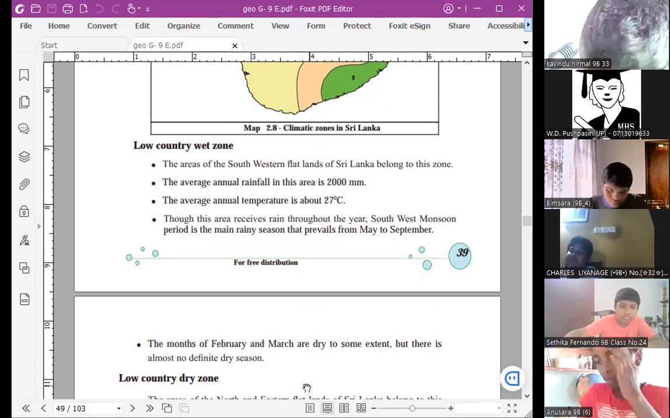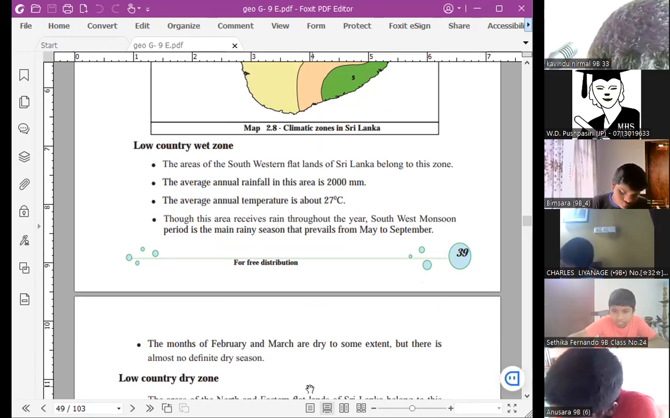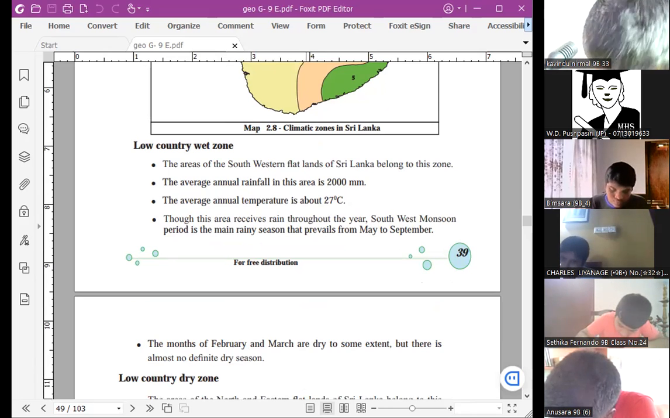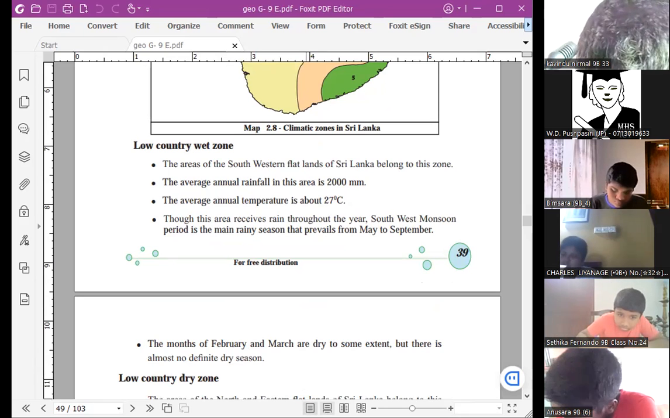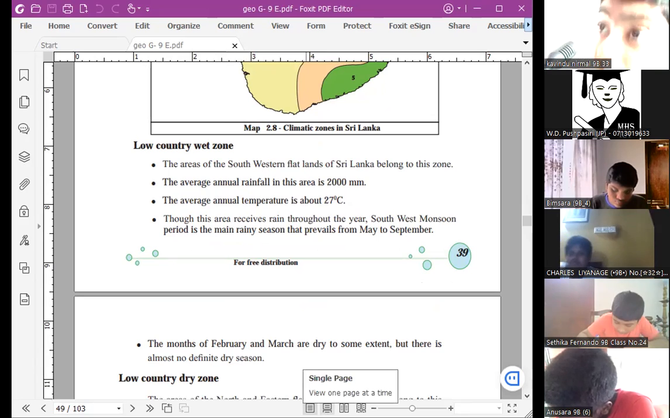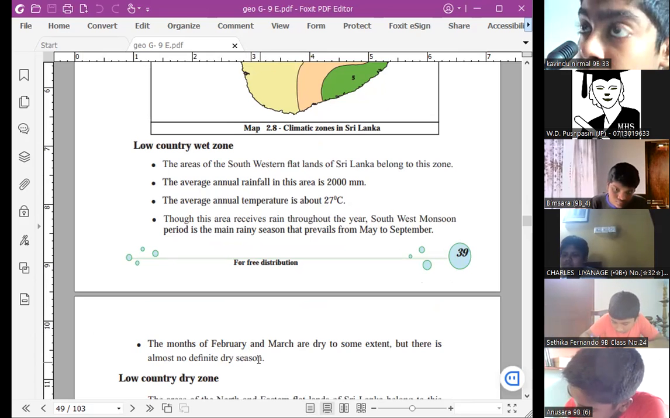We get dry to some extent. Get dry to some extent. Mostly in February and March.